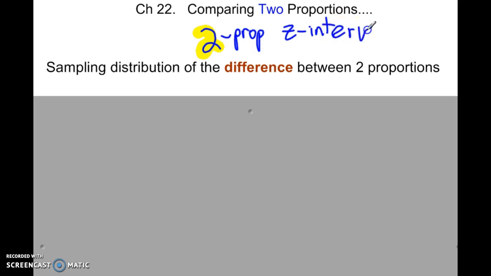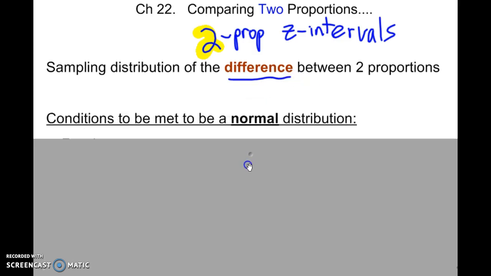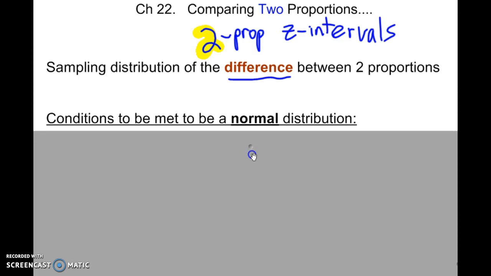I think intervals have a few extra conditions, but in this case, intervals are a little bit easier than tests to do in this setting. And we're talking about the difference. So you'll notice in the formula that we'll talk about the difference between two proportions that we take. They've got to meet conditions to be normal.